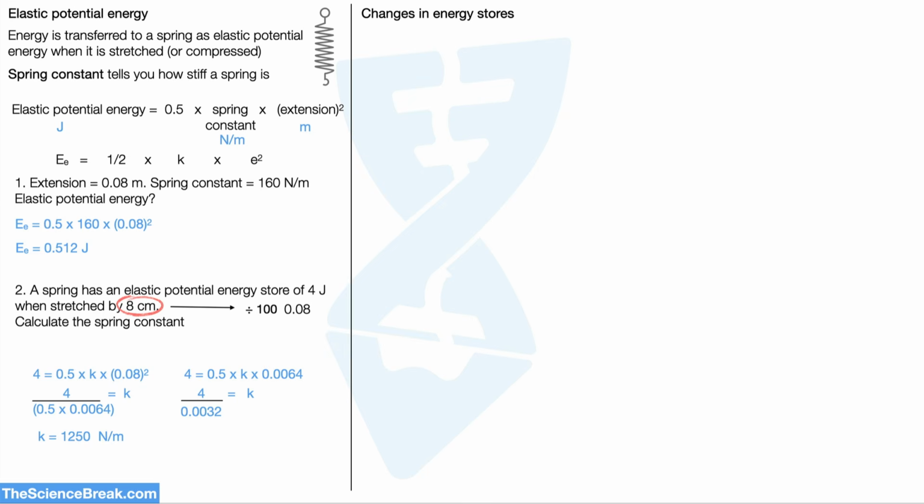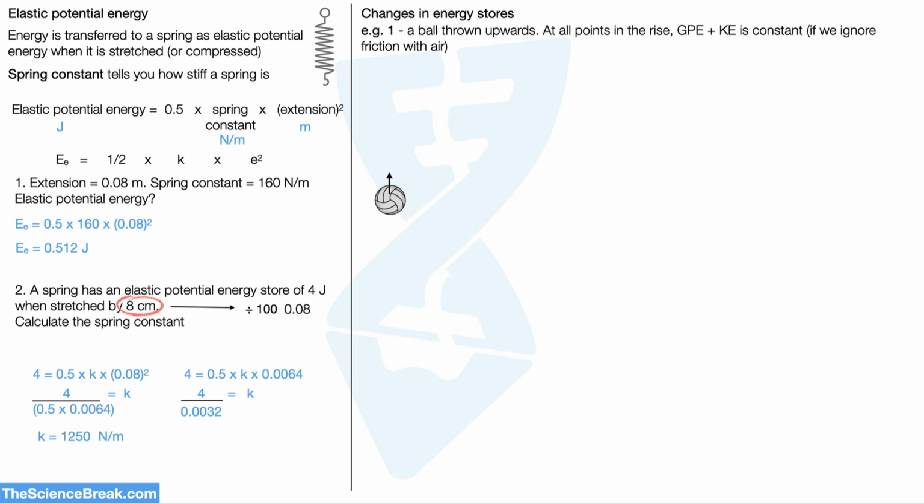Next, we're going to take a look at changes in energy stores, and we're going to look at 3 examples. The first example is a ball being thrown upwards. Remember, at all points in the rise of the ball, gravitational potential energy plus kinetic energy is constant. That's if we ignore any friction with air. Let's look at this a bit more visually.